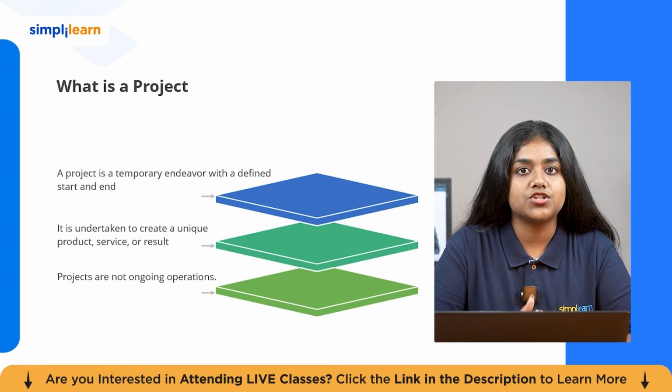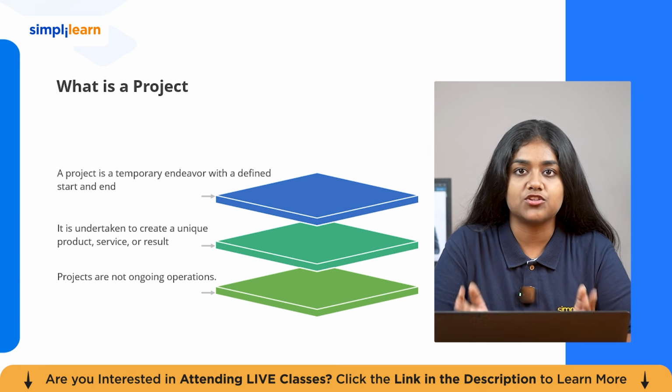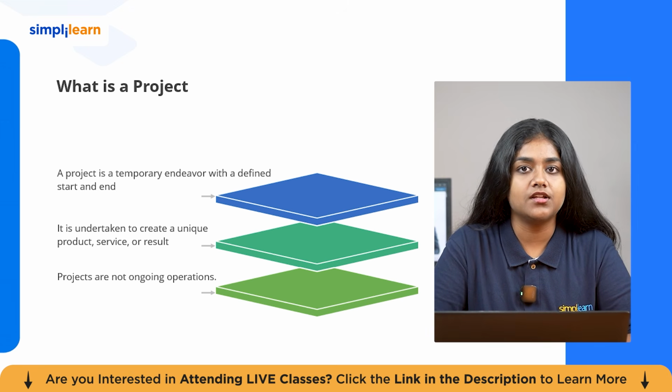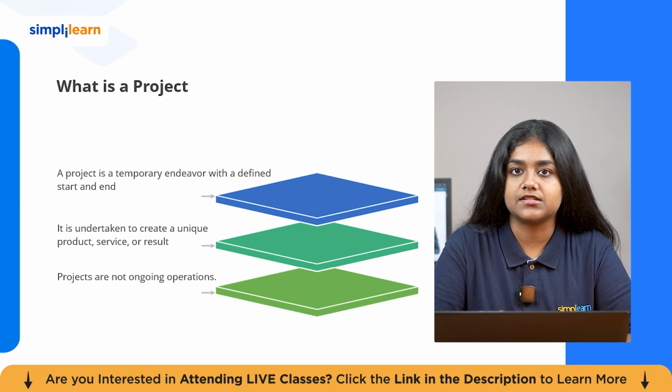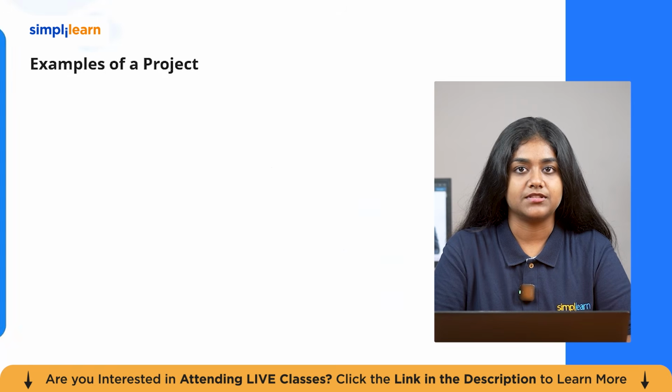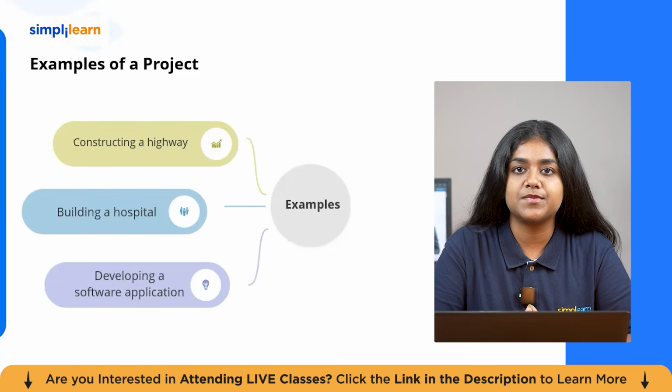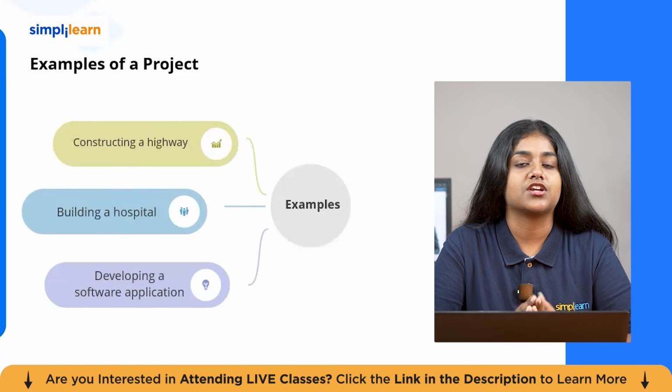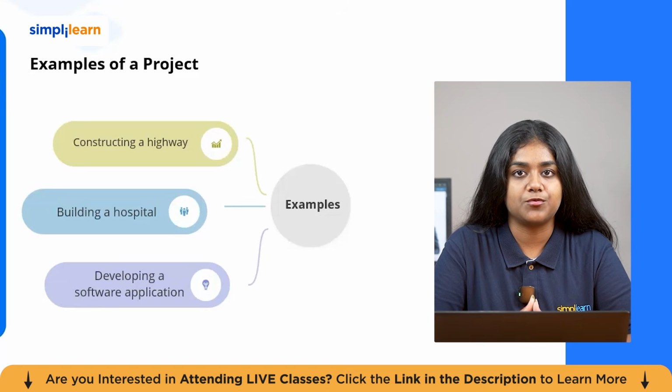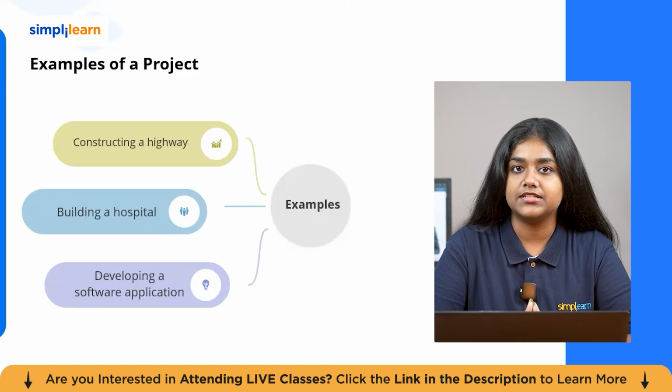So this means a project needs special planning, schedules, budgets, times, and deadlines. Operations, on the other hand, focus on maintaining regular business activities efficiently. So let's see a few examples. Building a hospital, developing a software application, and constructing a highway are all examples of a project. They have a beginning, a middle, and an end.